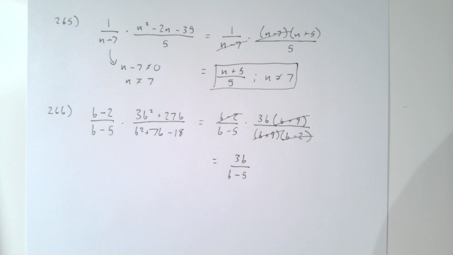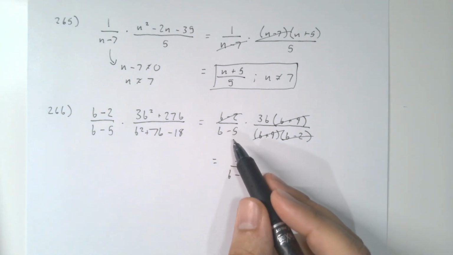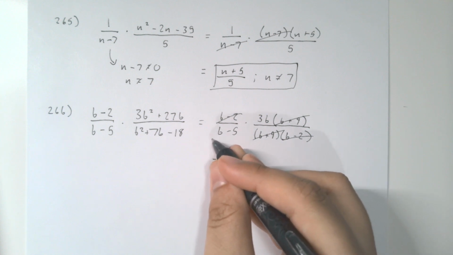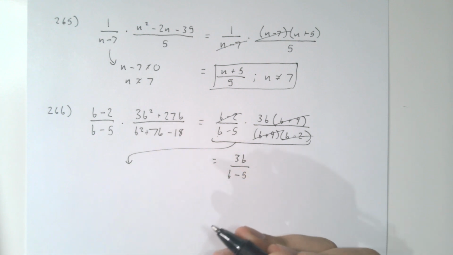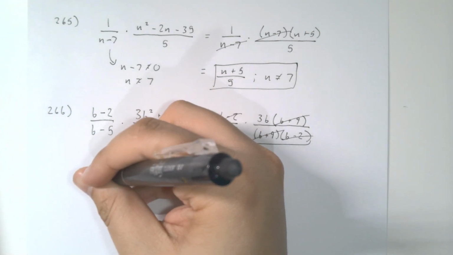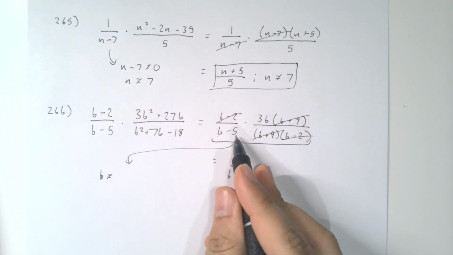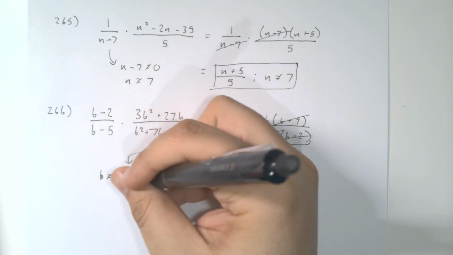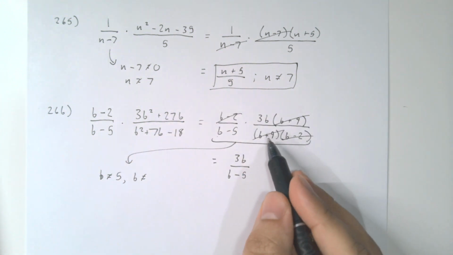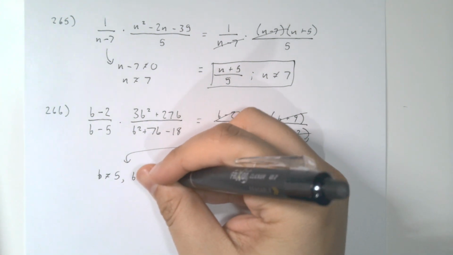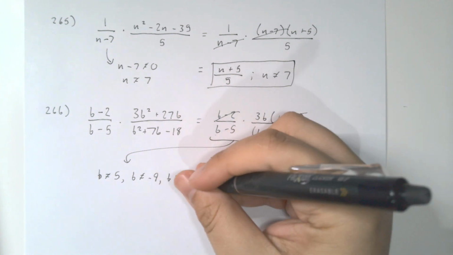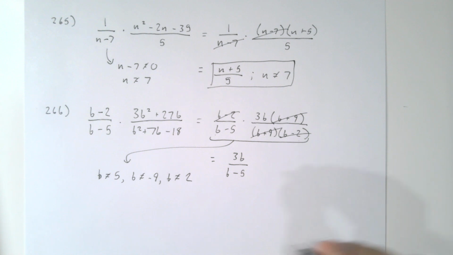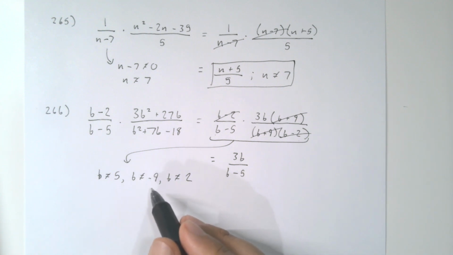And now we just want to find all of our excluded values. So we have to do excluded values for every single one of these. So for all of this stuff here, we have excluded values. B can't be equal, just flip the sign here, to 5. B can't be equal to, flip the sign, negative 9. And b can't be equal to this minus 2, so flip the sign, positive 2. So b can't be any of these numbers.